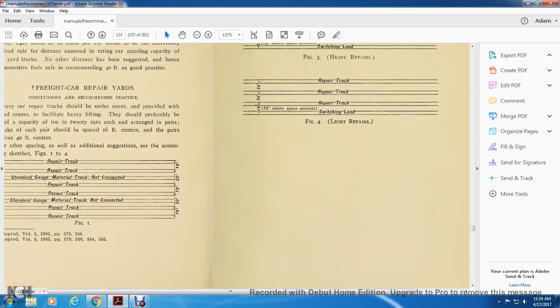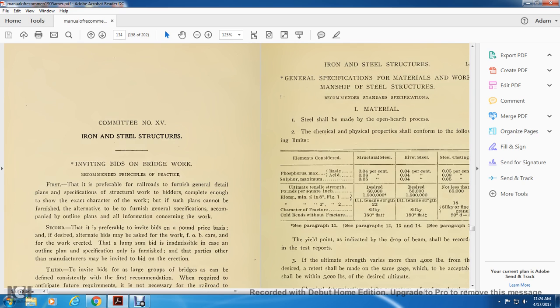Committee number 15, Iron and Steel Structures.